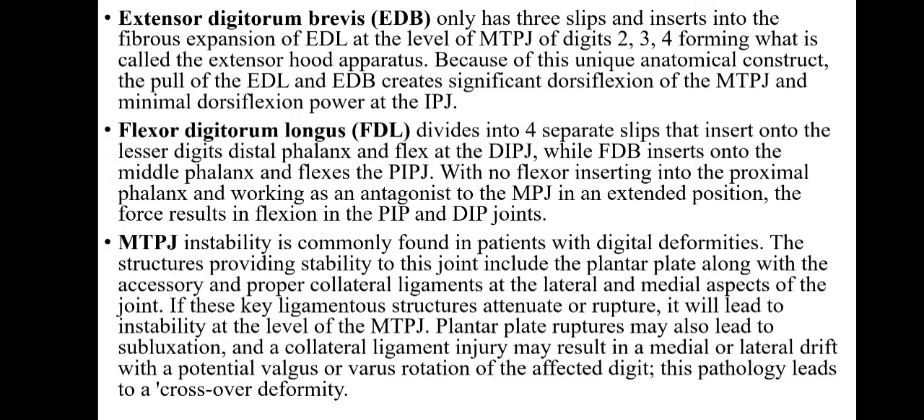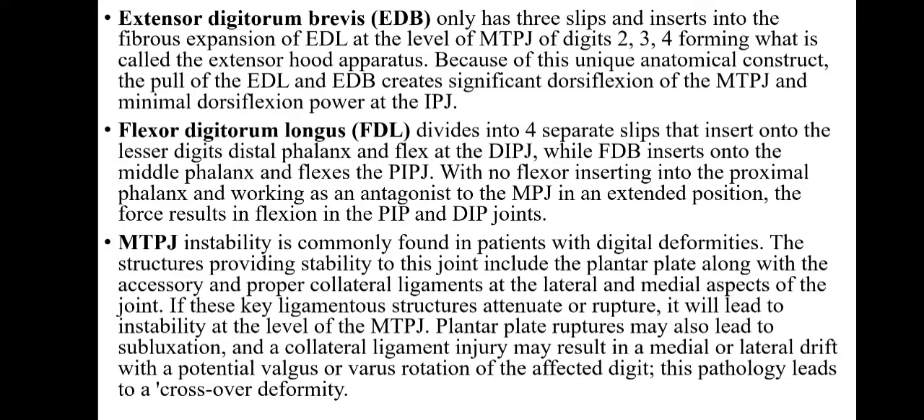Flexor digitorum longus divides into four separate slips that insert onto the lesser digits' distal phalanx and flex the DIPJ, while FDB inserts onto the middle phalanx and flexes the PIPJ. With no flexor inserting into the proximal phalanx, working as an antagonist to the MPJ in an extended position, the force results in flexion in the PIP and DIP joints.